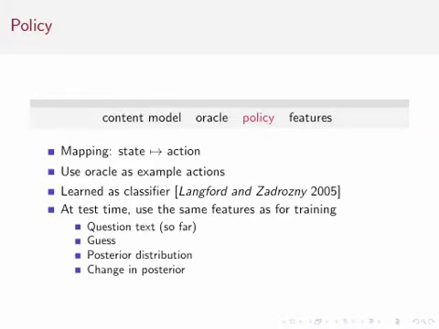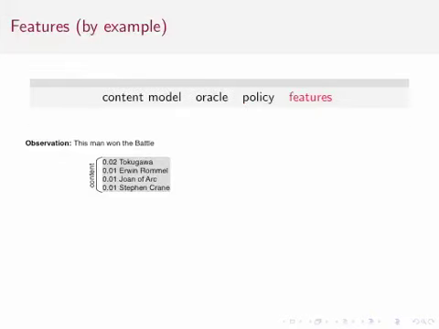The policy is a mapping from state to action. We're going to use a classifier, which is a standard technique in reinforcement learning when you have examples of good policy behaviors. It's going to use features such as how much of the question you've seen, what text of the question you've seen, and also what the posterior distribution looks like. This is clearer through an example.